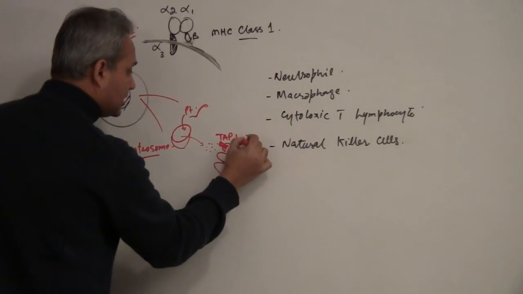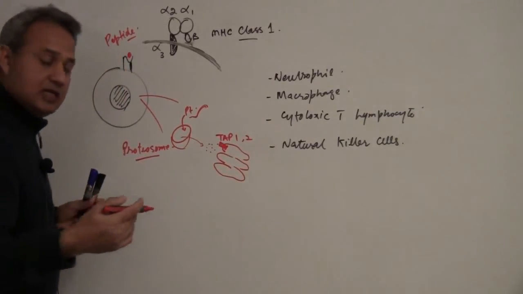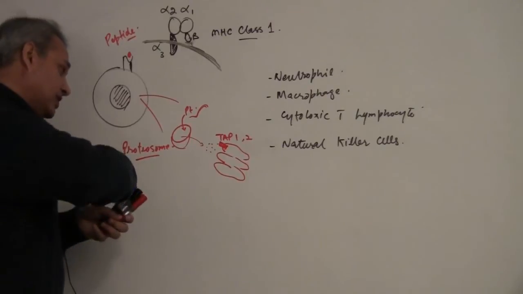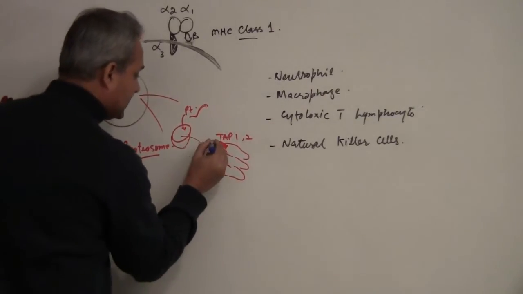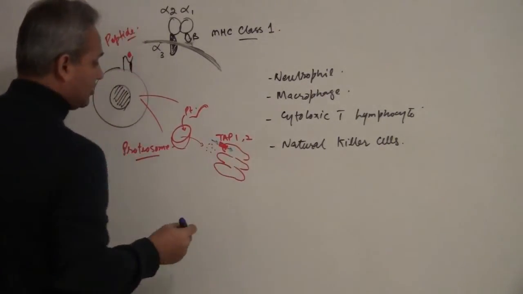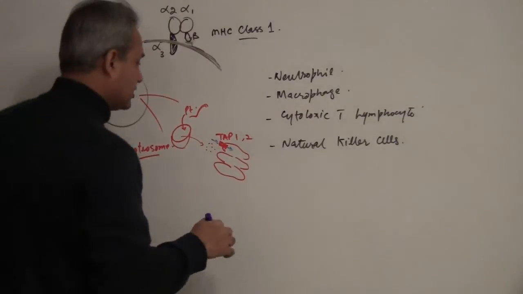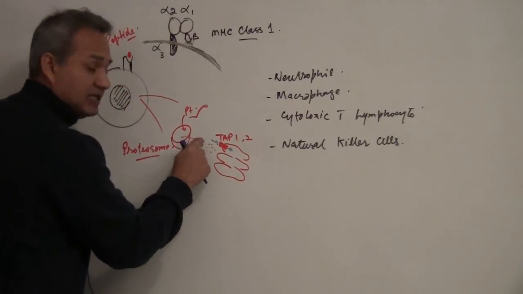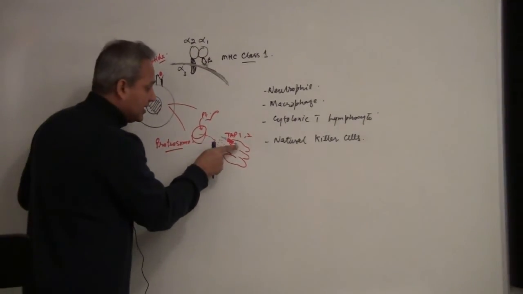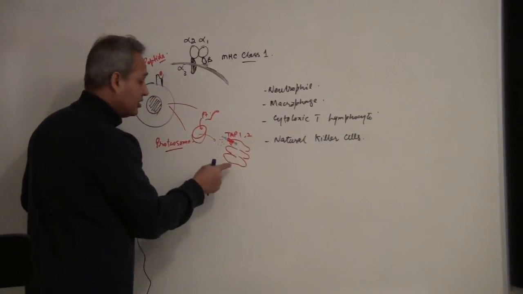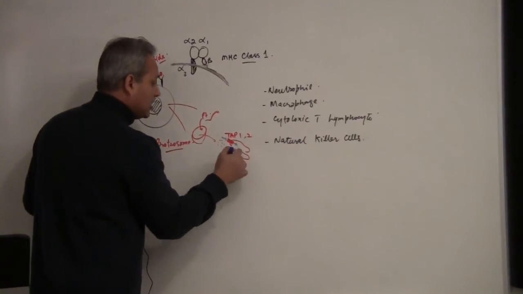TAP1 and TAP2 proteins, the transporters. So this in itself is a question: if somebody has a genetic problem and the TAP transporters are not working, what's going to happen? We'll cover that question at a different time. But anyways, these fragments of the protein are moved into the endoplasmic reticulum via the TAP transporters.